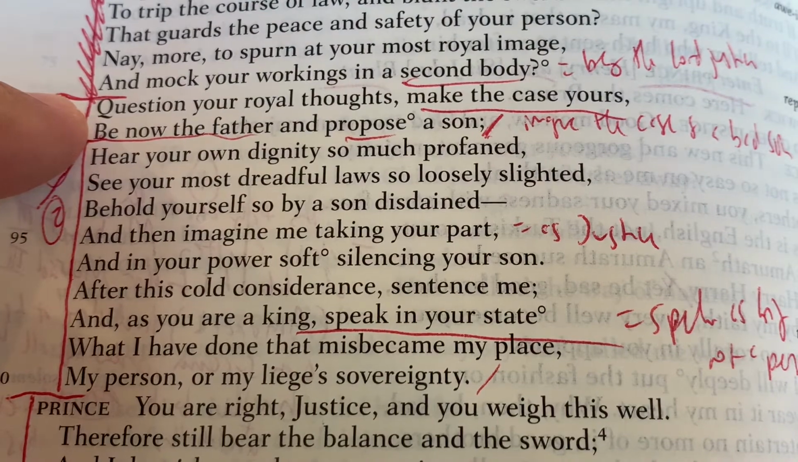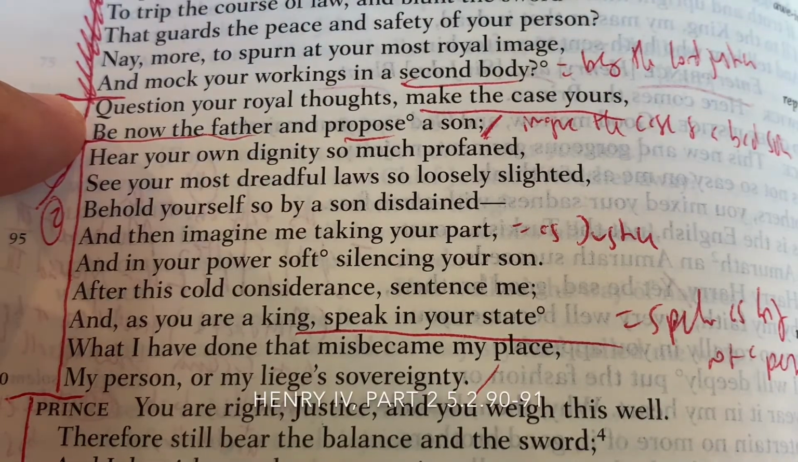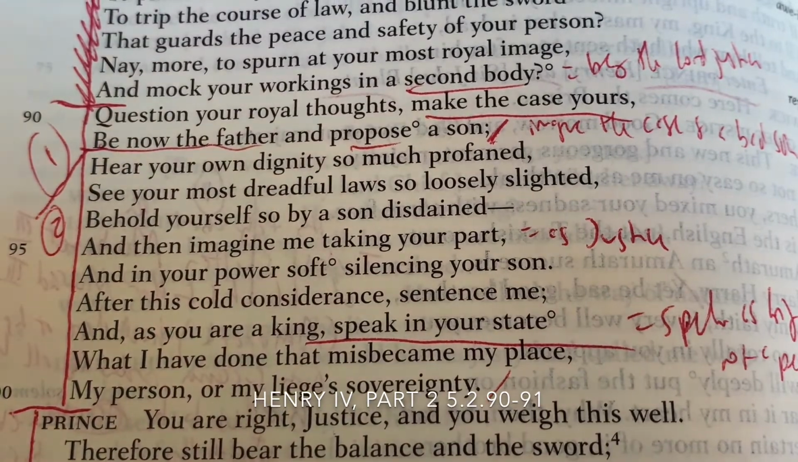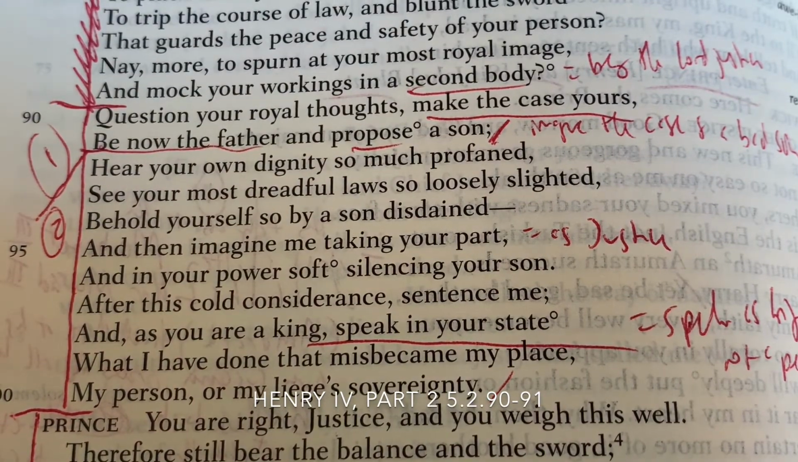Question your royal thoughts. Make the case yours. Be now the father and propose a son.